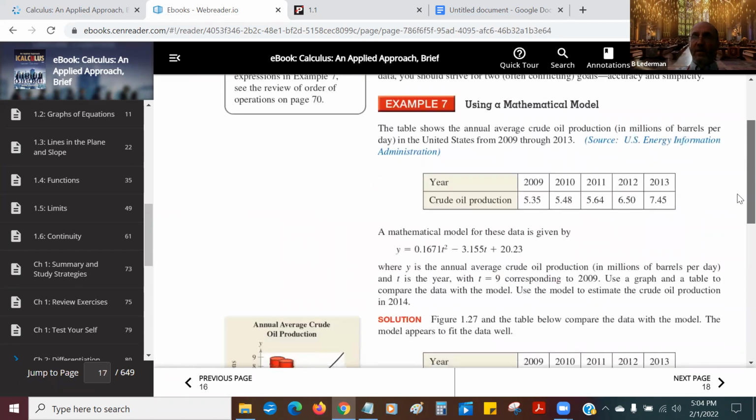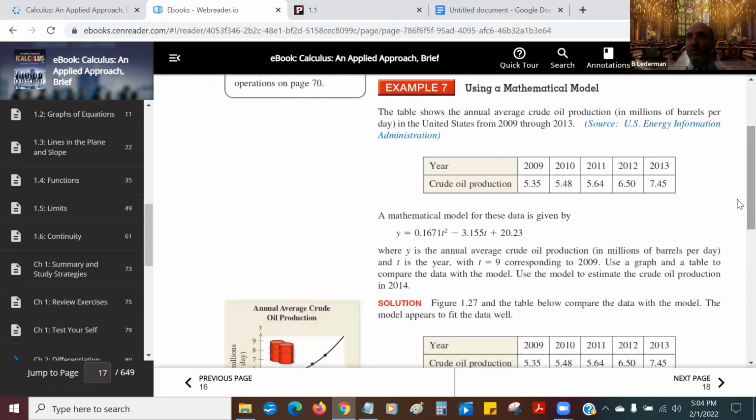Mathematical models. This table shows the average crude oil production in millions of barrels from 2009 to 2013. And so this is what it was in each year. A mathematical model. Now, how they figure this out, that's another story. That's a whole skill, by the way, figuring this out. There are a lot of jobs of just figuring these things out. But that's y equals this funky equation.